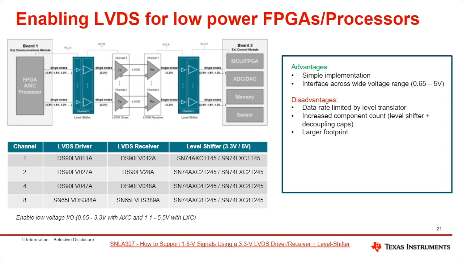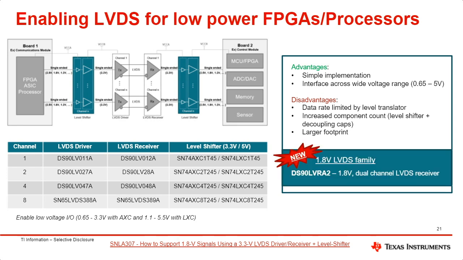There are some drawbacks with this approach. The main drawback is that it will increase the component count and the board space implementing the level shifter. It'll also limit the data rate at which you can transmit LVDS to that which is supported with the level shifter. And so that's the benefit of the new 1.8 volt LVDS device, is that it will inherently support 1.8 volt supply and logic voltages without the need of using a level shifter. Again, that's supported with DS90LVRA2.